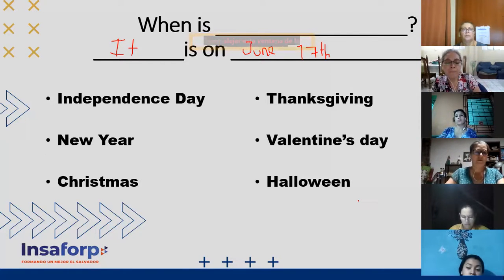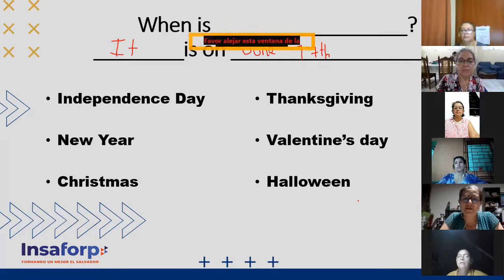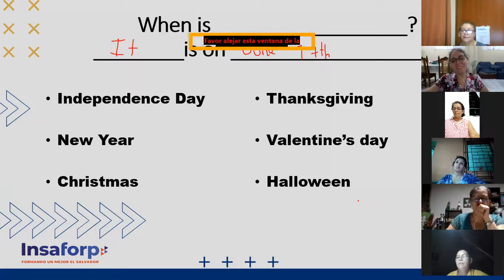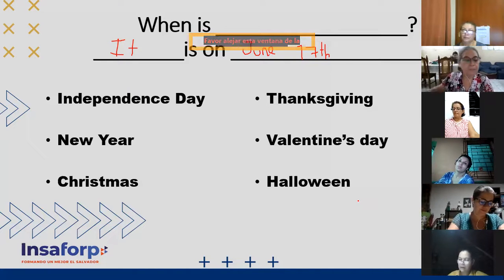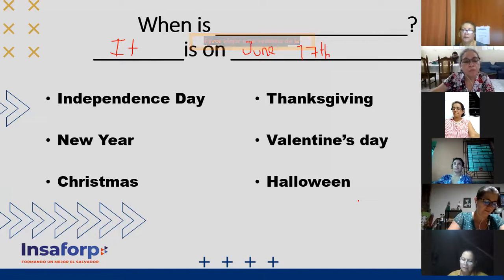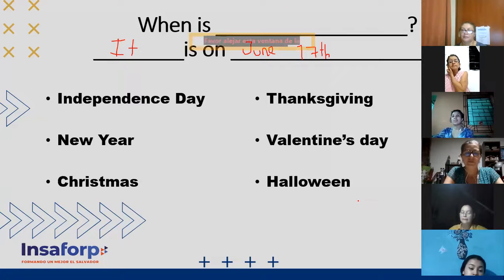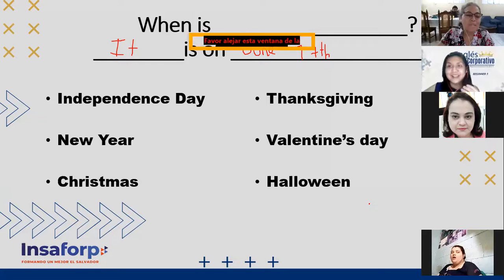What other holidays do we have in El Salvador? The Teacher's Day. Yes. Yeah, that's the most important day of the year. Just kidding. It is not. But when is Teacher's Day? You don't know? It's tomorrow. So you have to give me a present. 21st. No. 22nd. It's on June 22nd. Yes, it's on June 22nd.